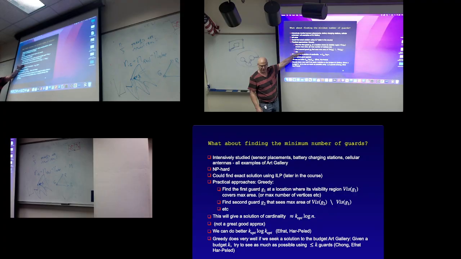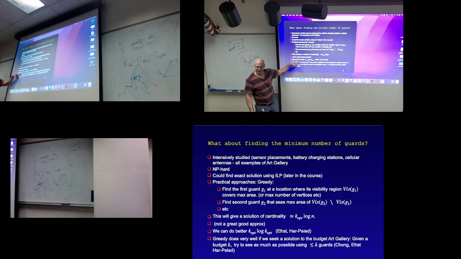There are better algorithms that give a better approximation, like the optimum times log, but log only of the optimum. So that's better, and it's also much faster than the greedy approach. On the other hand, the greedy approach is still very popular and still very practical because it works very nicely.